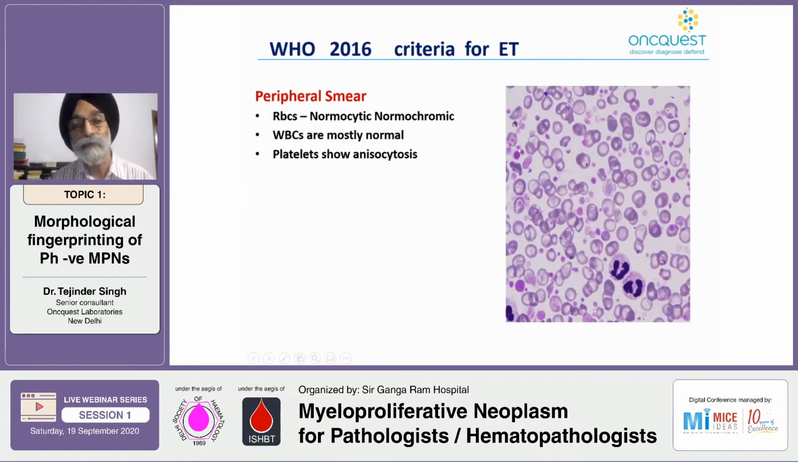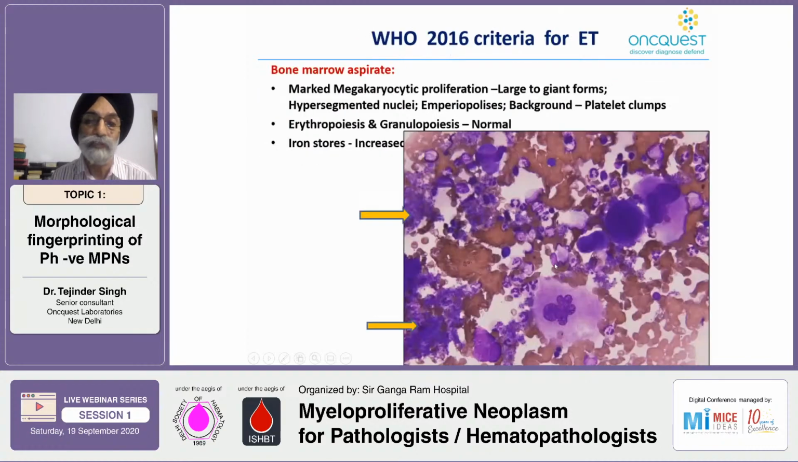So what are the criteria for ET as per WHO? Number one, peripheral smear: red cells are by and large normal, WBCs are normal, platelets are increased. As you can see, tremendous increase in platelets. And what we find is anisocytosis. Some of the platelets are large, some of the platelets are normal size, and even a few microplatelets can be seen. But WHO has given importance to megakaryocytes.